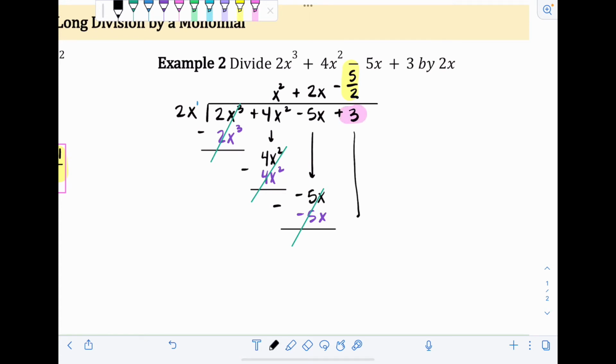And if you want to continue the trend and bring down the 3, and even if we were to try the same process and say, okay, now I take 3 and I divide it by 2x, we can't really do that because we don't have a power of x, but that is how we write our remainder. So we would do plus 3, the remainder, over or divided by 2x. Okay, so final answer, x squared plus 2x minus 5 halves, and then plus our remainder, 3 over 2x.